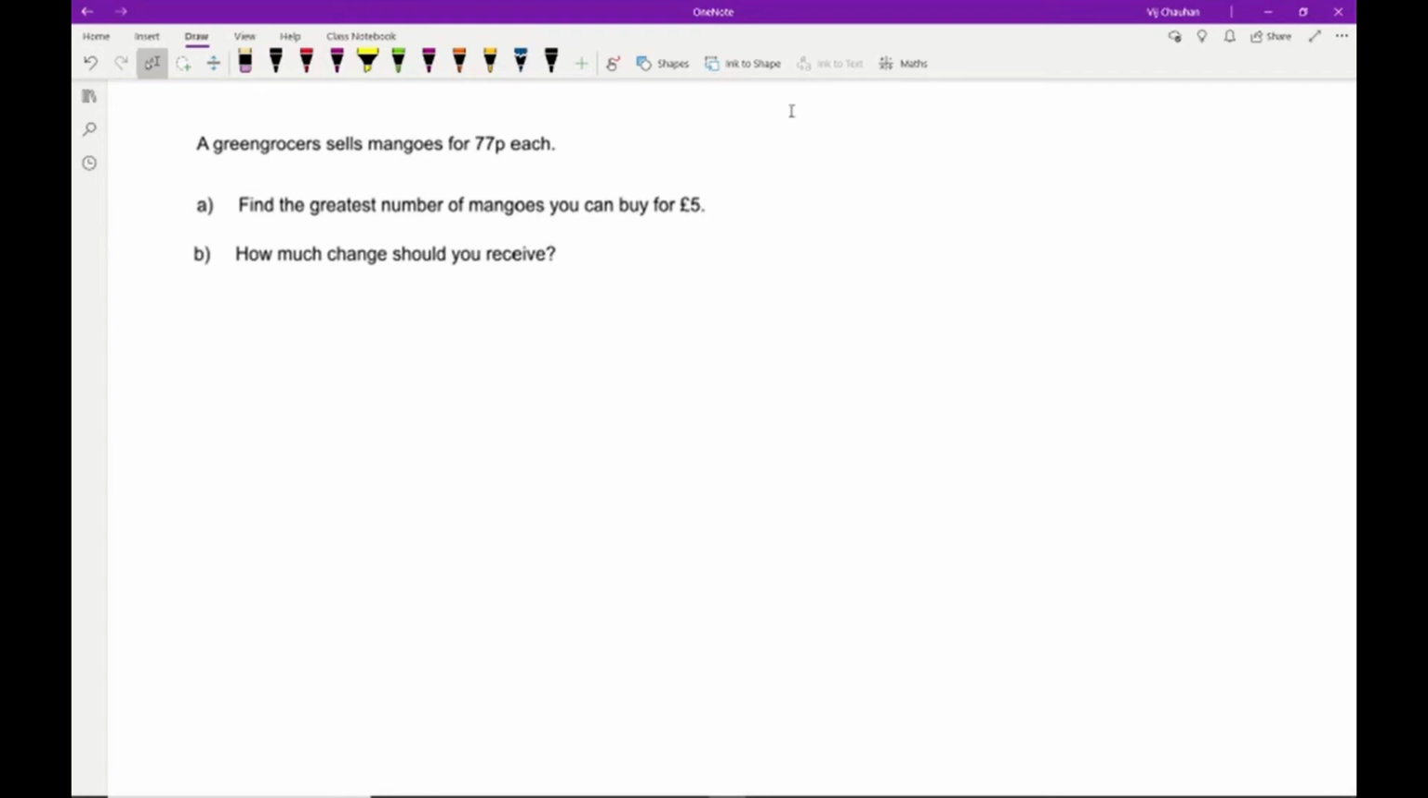Now this question is really, really common when it comes to money questions, particularly in an exam, simply because you've got a change of units. So what we need to do is to have the same set of units. So either I'm going to write 77 pence as 0.77, or, and let me just write the units for that, this can be written as £0.77, or the £5 could be written as 500 pence. Now it doesn't really matter which one you go for. Personally, I would always work with pounds.